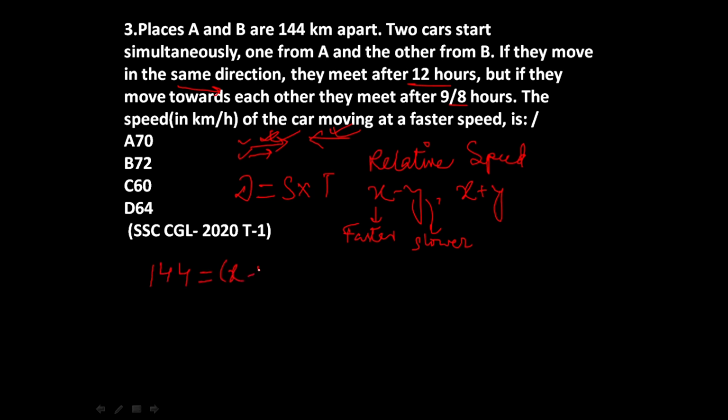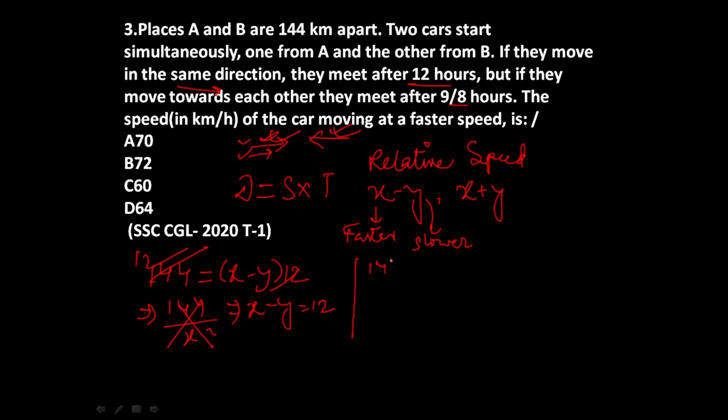X minus Y, in the same direction, they will meet after 12 hours. So from this equation, you can get 144 upon X minus Y, which is 12. So X minus Y is equal to 12. On the other side, 144 is the fixed distance, whereas X plus Y is equal to 9 upon 8, right? Yeah, 9 upon 8. So X plus Y is equal to 128.